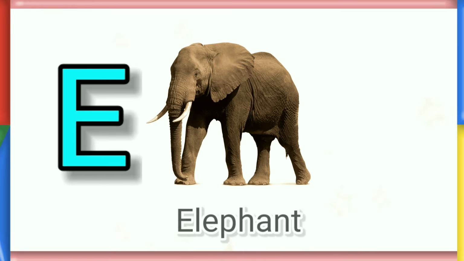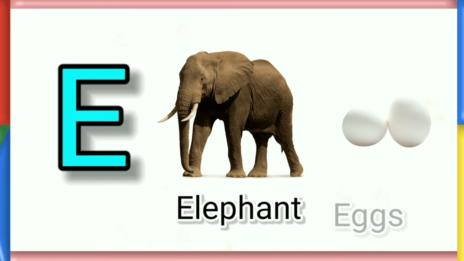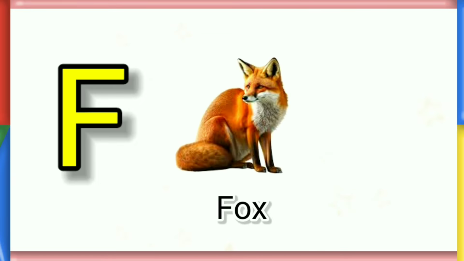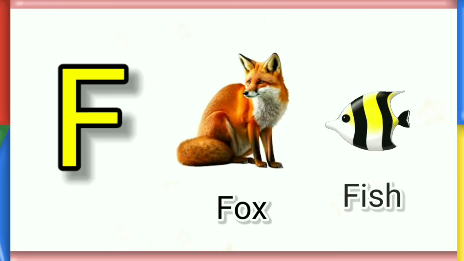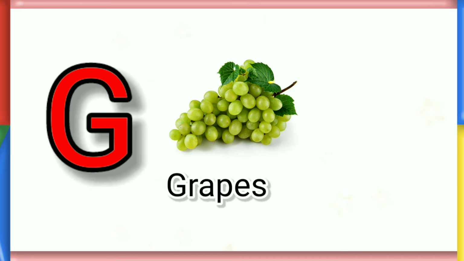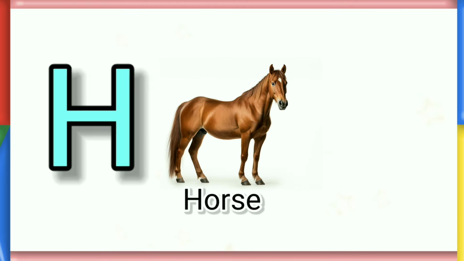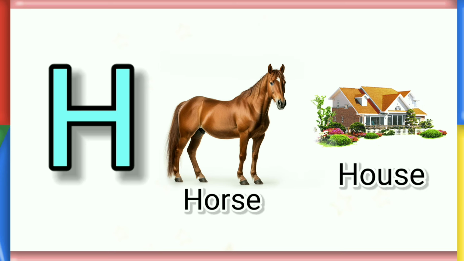E for elephant and E for eggs. F for fox and F for fish. G, आप भी बोलो G. G for grapes and G for girl. Are you girl? H for horse and H for house.